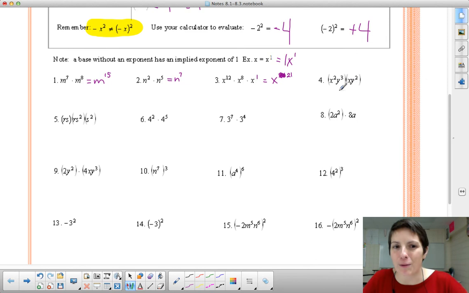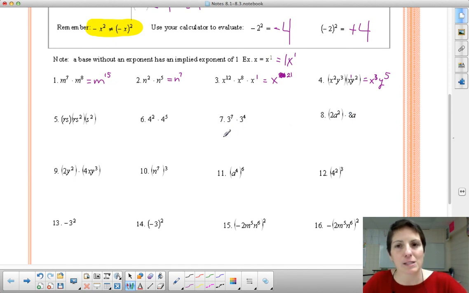All right, let's talk about number 4. When we look at number 4, notice this is the first time we're really seeing a problem with more than one base. So when we do this, we need to just consider the x's and just consider the y's. The x's, x squared times x to the first, is going to become x to the third. Y to the third times y squared is going to become y to the fifth. Because it's all multiplied together, we can just write our answer as x to the third, y to the fifth.